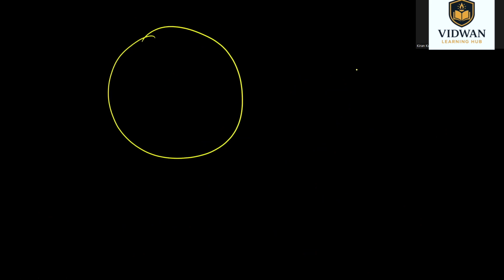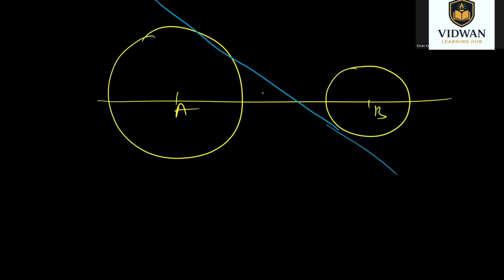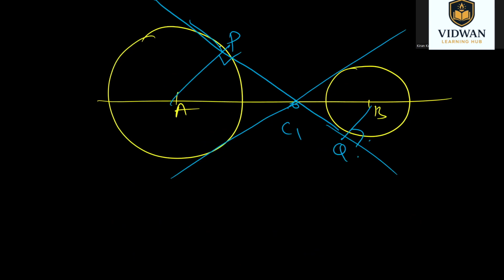Then if you have to find the transverse common tangent length, we'll again redraw the diagram with transverse common tangents. So you can draw some tangent like this, another tangent like this. These two are transverse common tangents which meet in C1. So join this and join this. If this is P and Q, PQ is again a transverse common tangent. Again, this is R1 and R2. From similarity of triangles, clearly you see triangle APC1 is similar to triangle BC1Q, or BQC1 you can say.